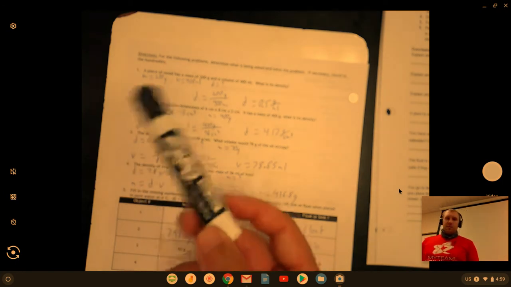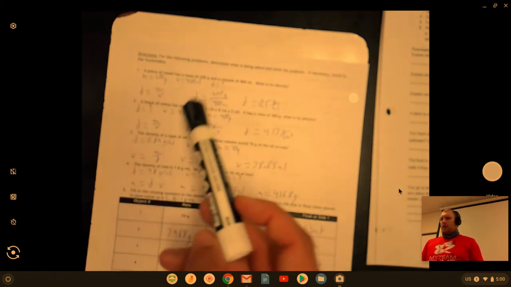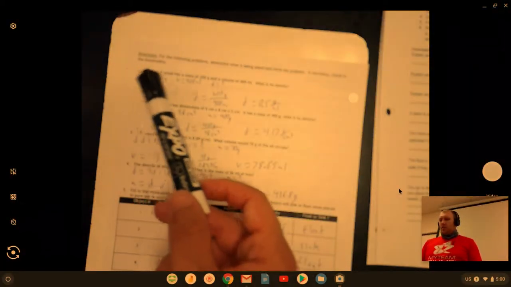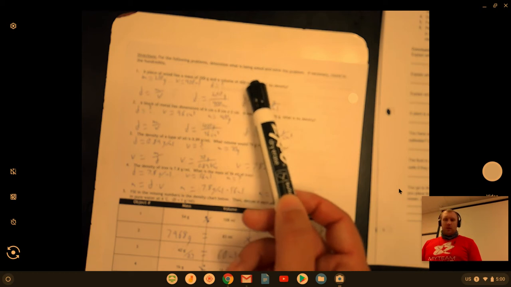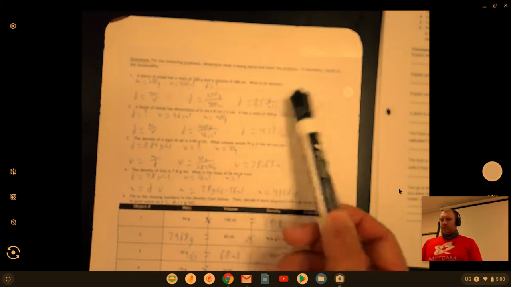I am using from our practice problems number 1 from the back side of the page, which I know is kind of hard to read because of how I have the Zoom set up. So I'll just read it for you. A piece of wood has a mass of 200 grams and a volume of 400 milliliters. What is the density?